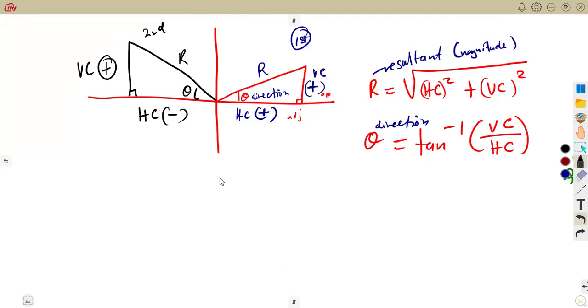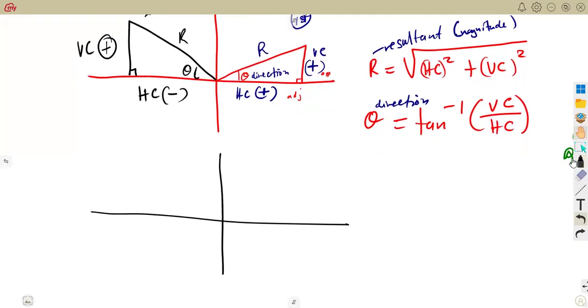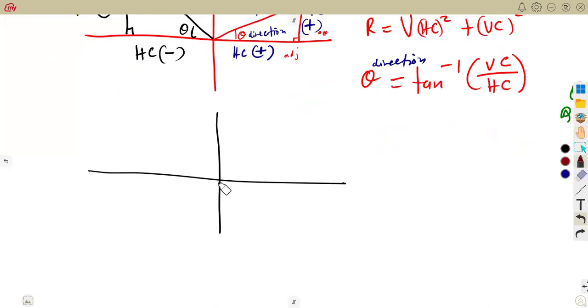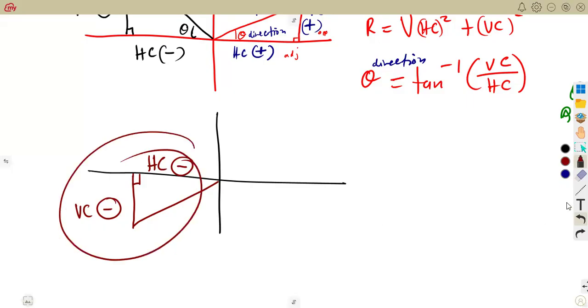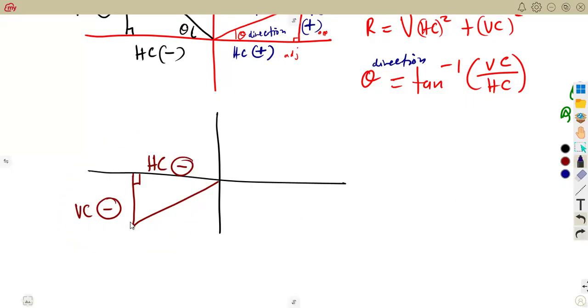So in the same sense, guys, it can even lie in the third quadrant. In the third quadrant, how are we going to have our triangle? We're going to notice that our triangle will be like this. In the third quadrant, the horizontal component is negative, this is the negative side, and the vertical component is also negative. These are the conditions which make you have your triangle in the third quadrant.